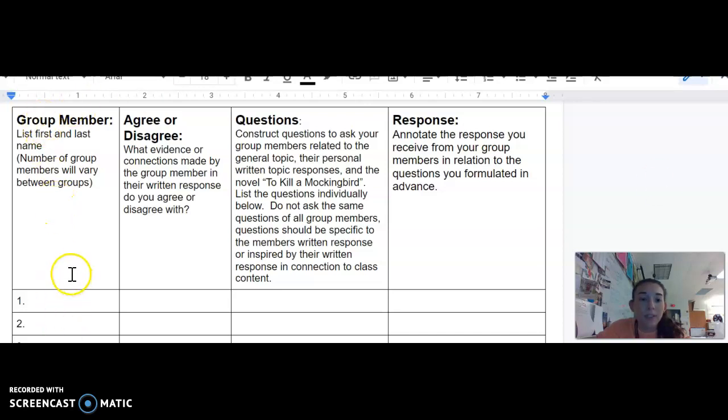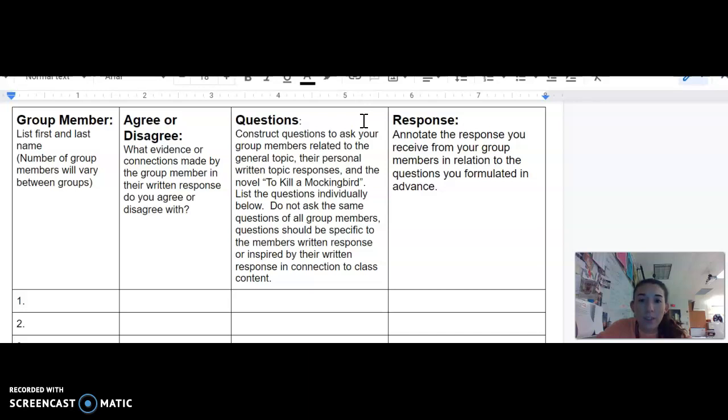So you are listing the names of your group members, and you're explaining as far as disagree or agree: what evidence or connections made by the group member in their written response do you agree or disagree with? So you might agree with some elements of their post, you might disagree with some parts, but we are explaining that in this box. We are then constructing questions to ask your group members related to the general topic, their personal written topic response, and the novel To Kill a Mockingbird.